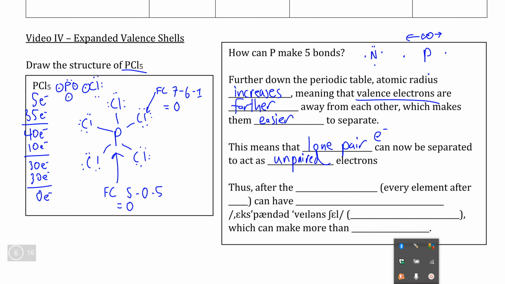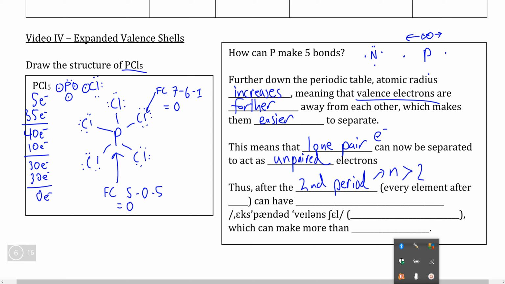As a general rule, again, we will look at this in more detail when we look at electron configurations, but as a general rule, after the second period, so after energy level 2, so if n is greater than 2, which simply means that every element after neon, can have what we call an expanded valence shell. An expanded valence shell is exactly what phosphorus has here, because its expanded valence shell can make more than 4 bonds. As we see with phosphorus, this is definitely true.